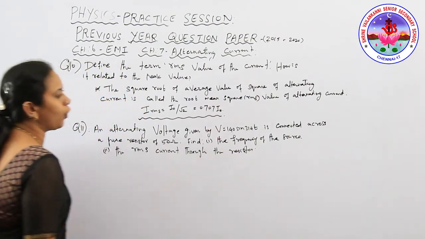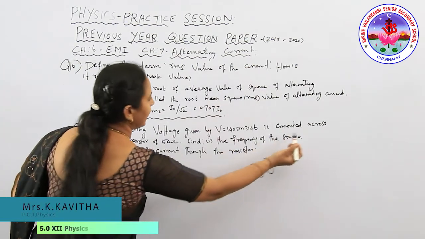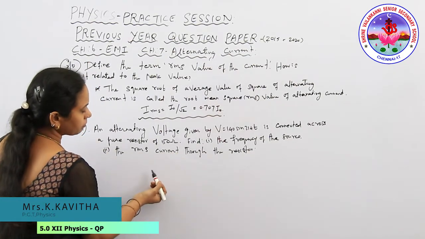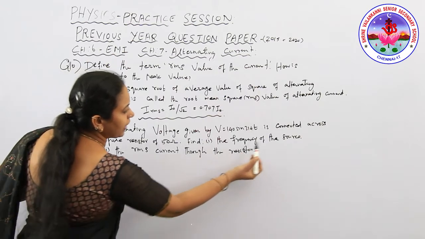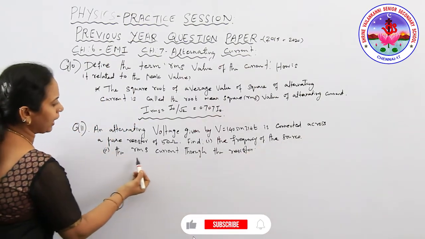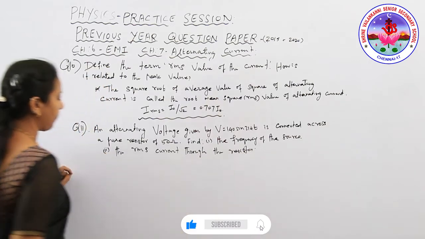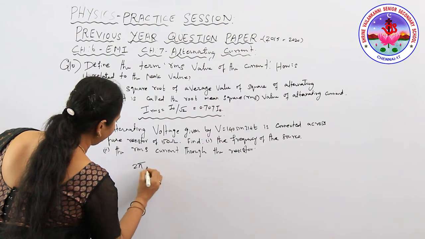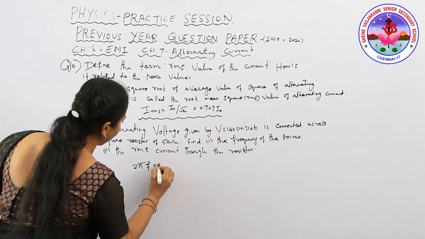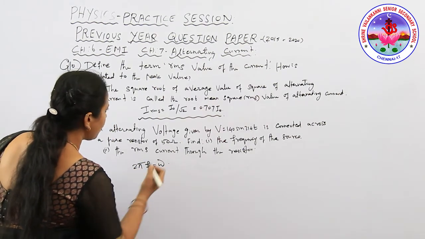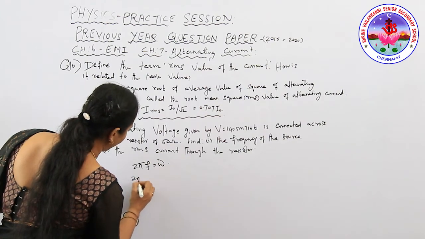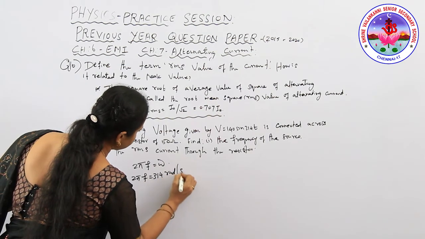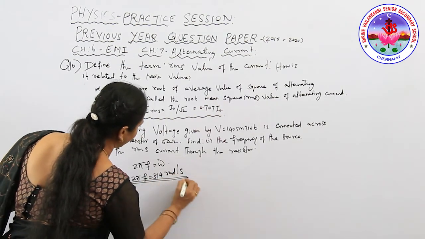The next question: an alternating voltage given by V equal to 140 sin 314t is connected across a pure resistor of 50 ohm. We have to find the frequency of the source and the RMS current through the resistor. Now, we know the formula 2 pi f is equal to omega. So the omega value as given, 2 pi f, is equal to 314 radian per second. From that we can take the value.